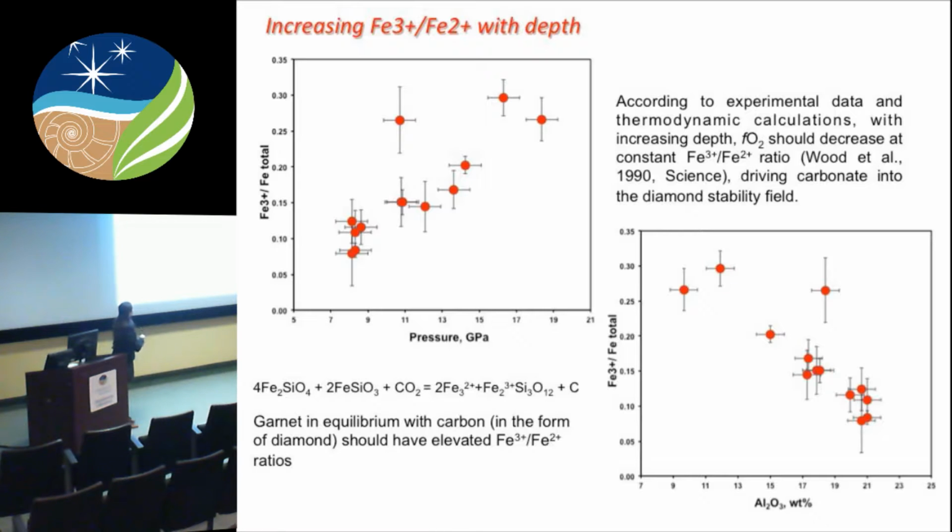Another thing which was shown by McCammon et al. is the increase in ferric iron with decreasing alumina content. And it also shows quite well that ferric iron sits on the octahedral site of garnet.